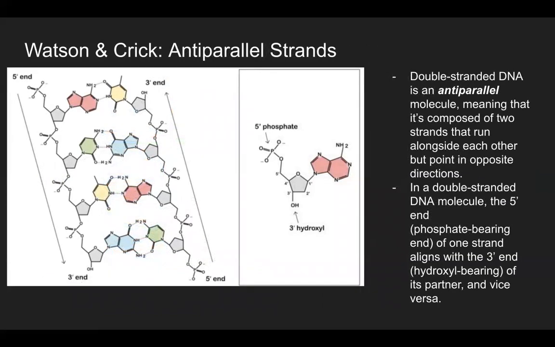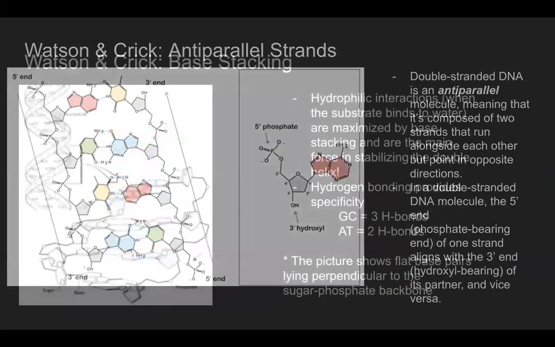Double-stranded DNA is an anti-parallel molecule, meaning that it's composed of two strands that run alongside each other but point in opposite directions. In a double-stranded DNA molecule, the 5' end of one strand aligns with the 3' end of its partner and vice versa.